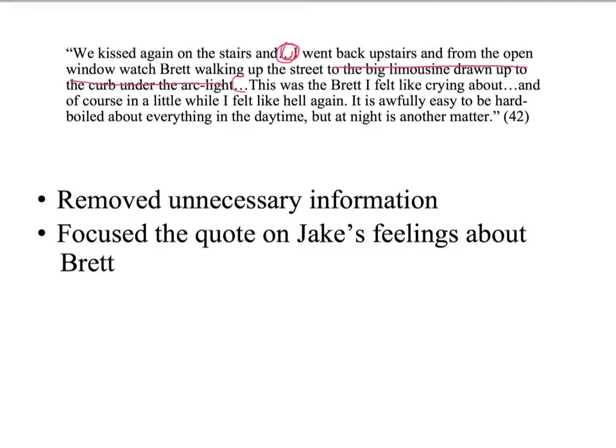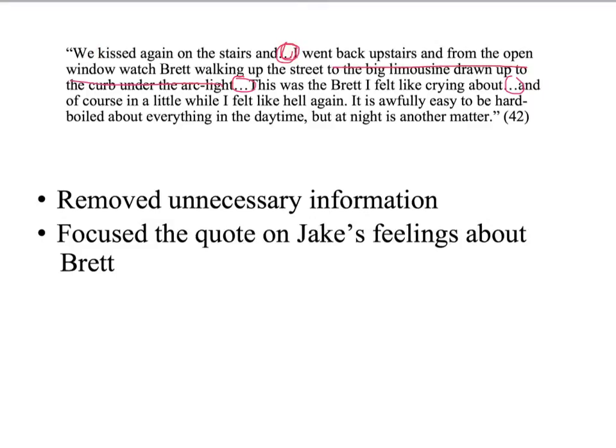I have another ellipses here. Skipped a bunch of text that time. This was the Brett I felt like crying about. The Brett that was kissing. Skip some more text. And of course, in a little while, I felt like hell again. It's awfully easy to be hard-boiled about everything in the daytime, but at night is another matter.